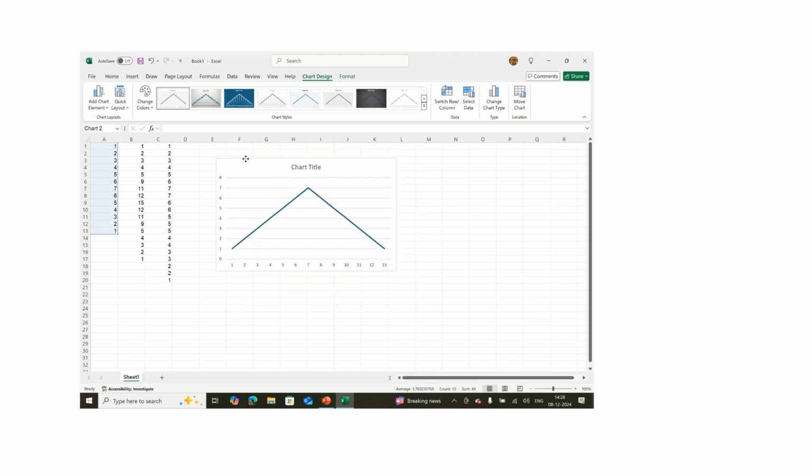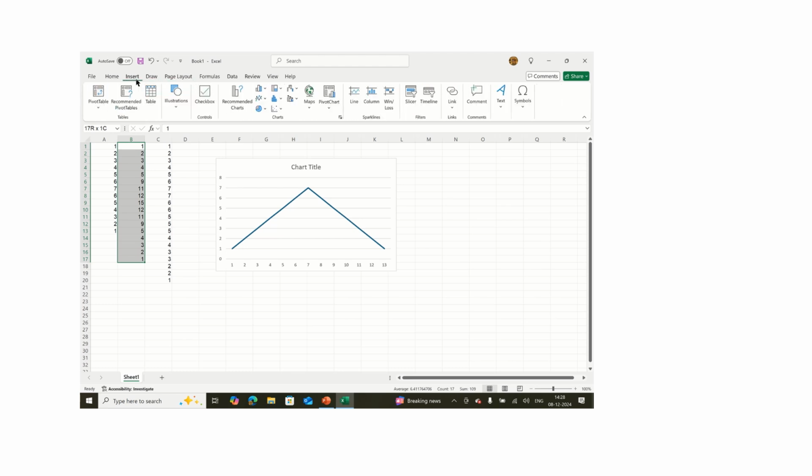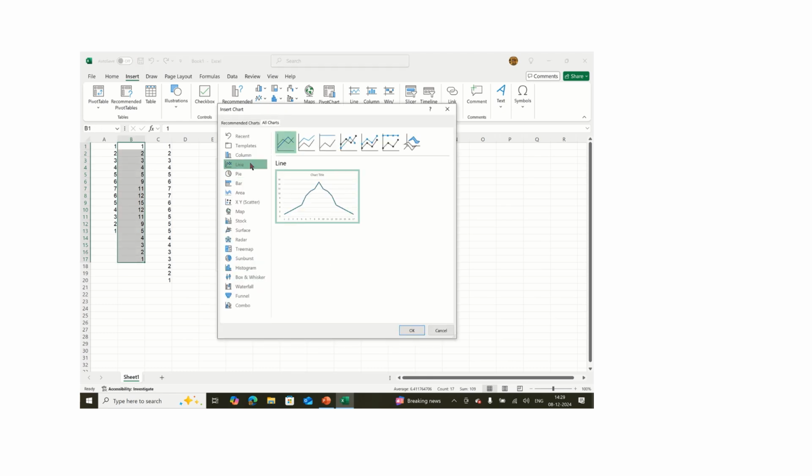Now we'll try to show you a peaked distribution where the central tendency is very high in between. And we say insert, we say graph, we say more statistical diagrams and say line.